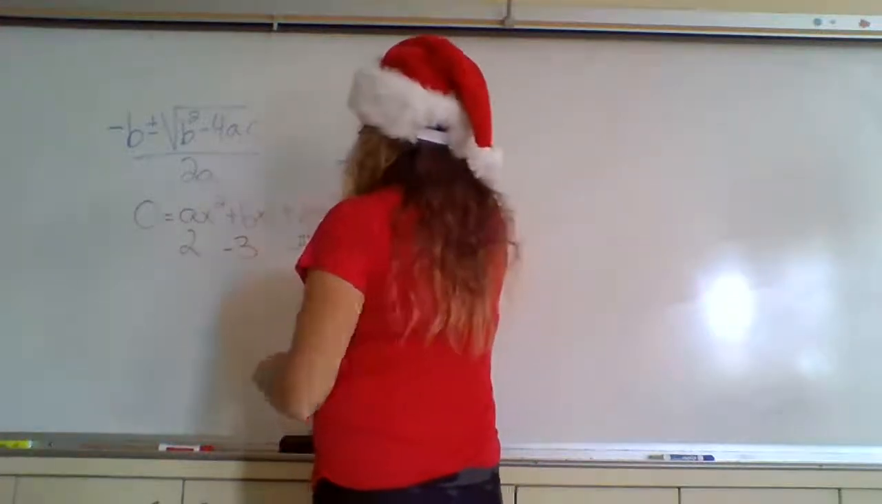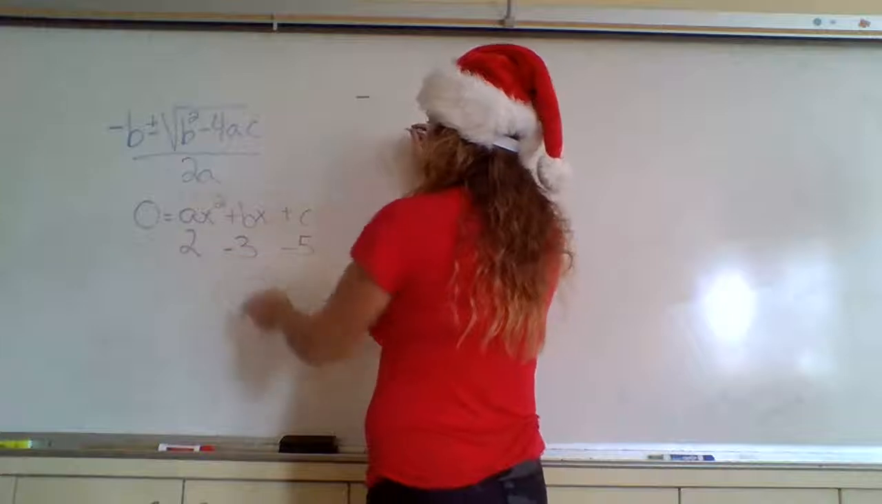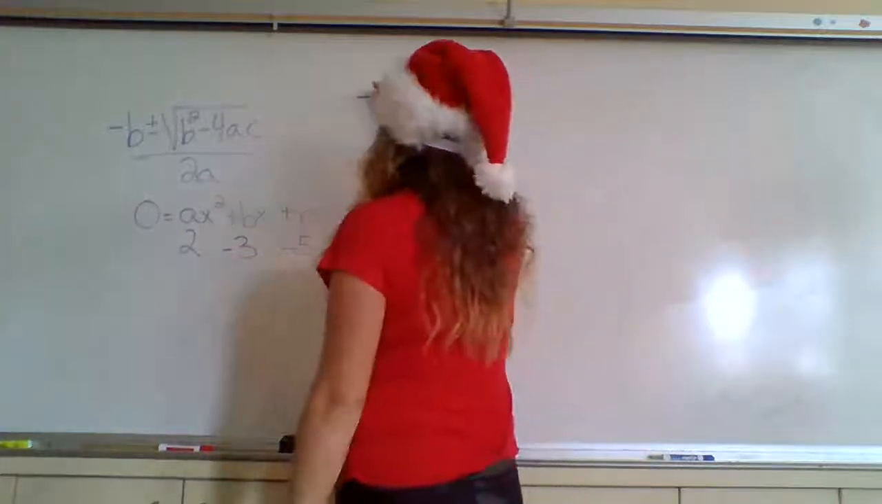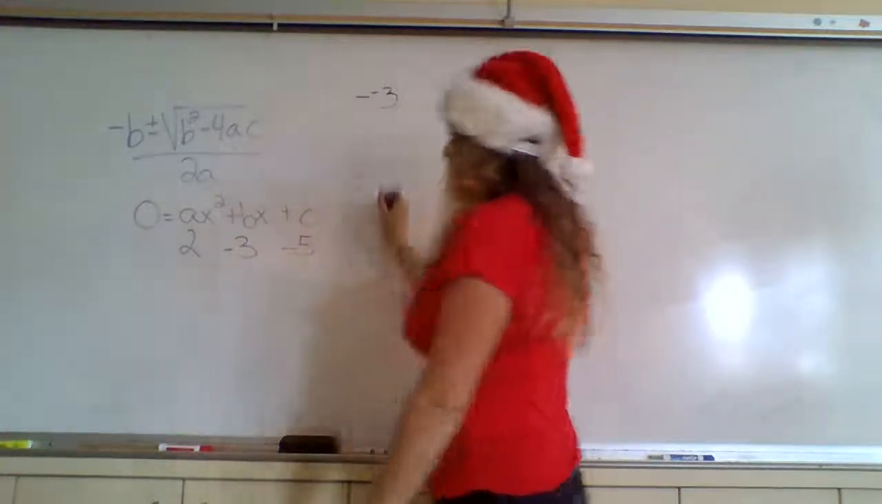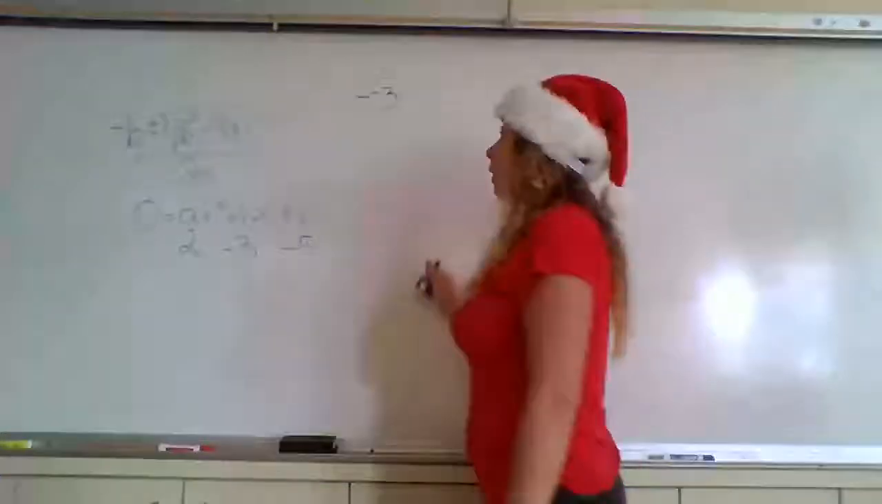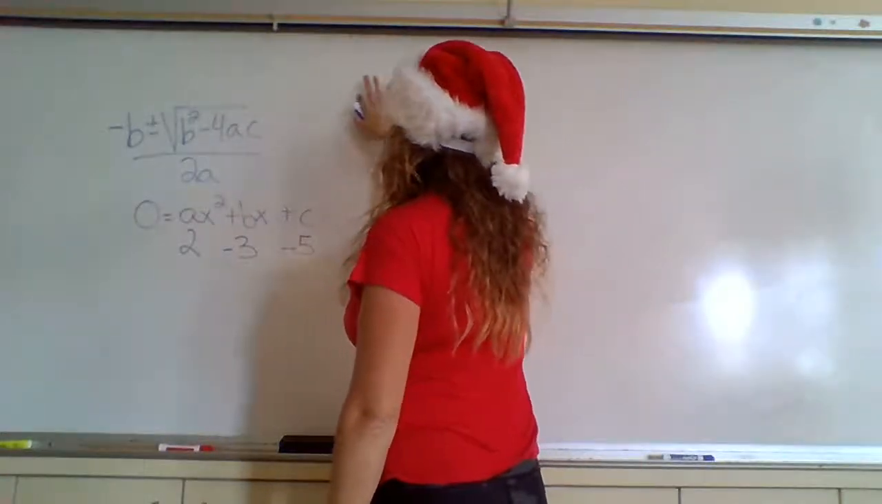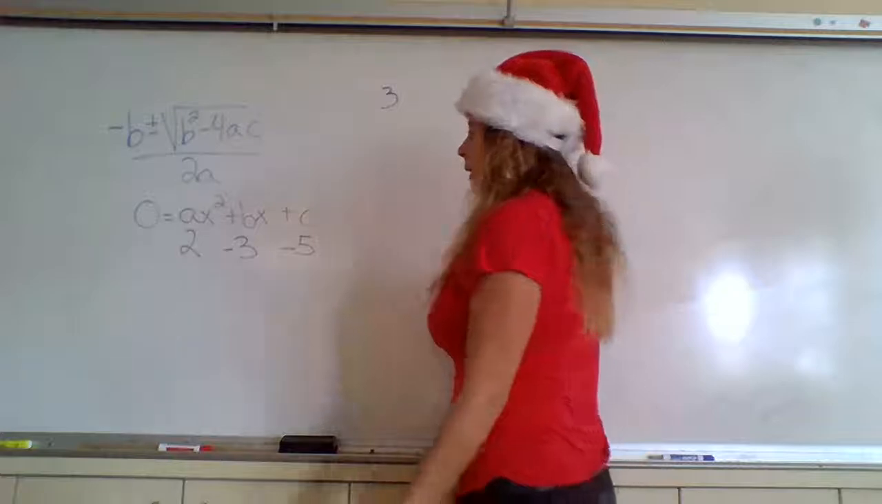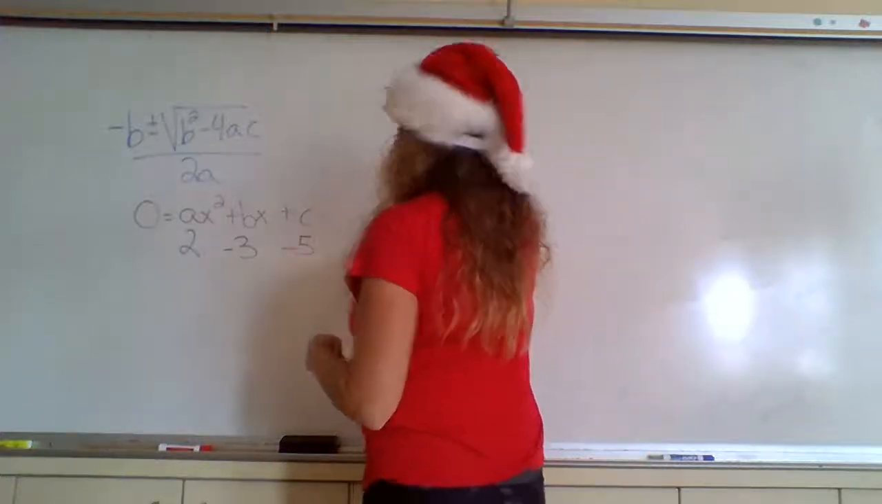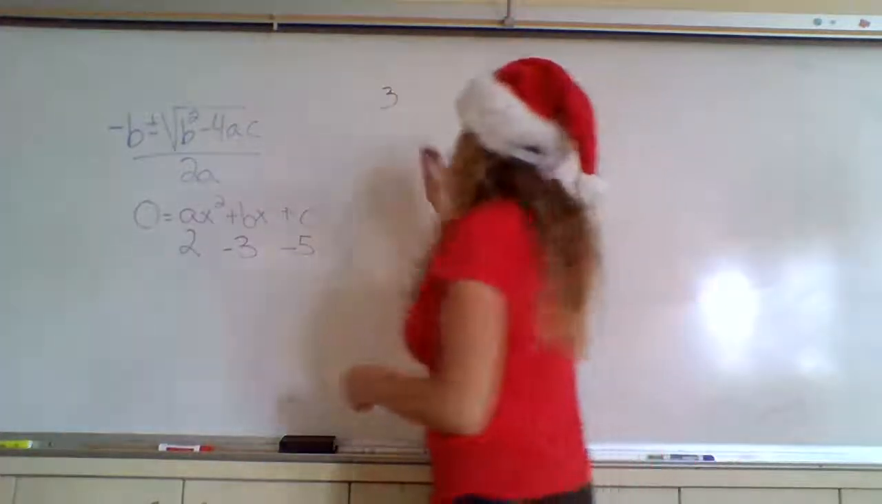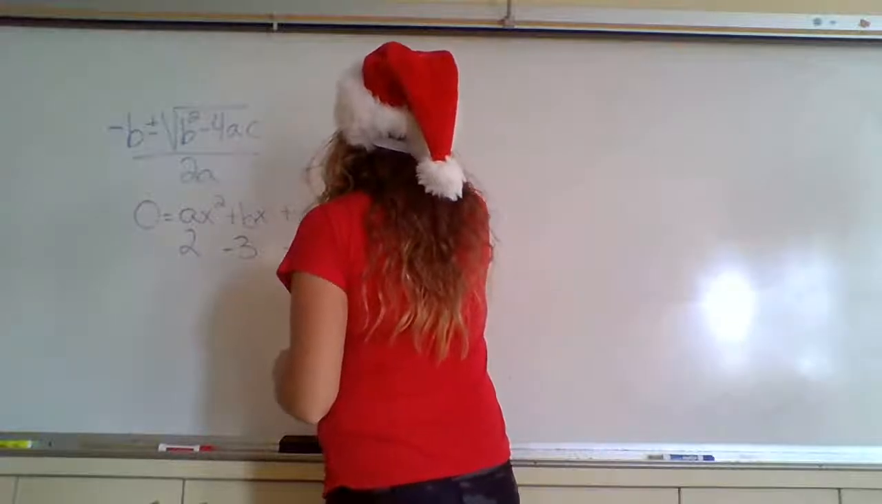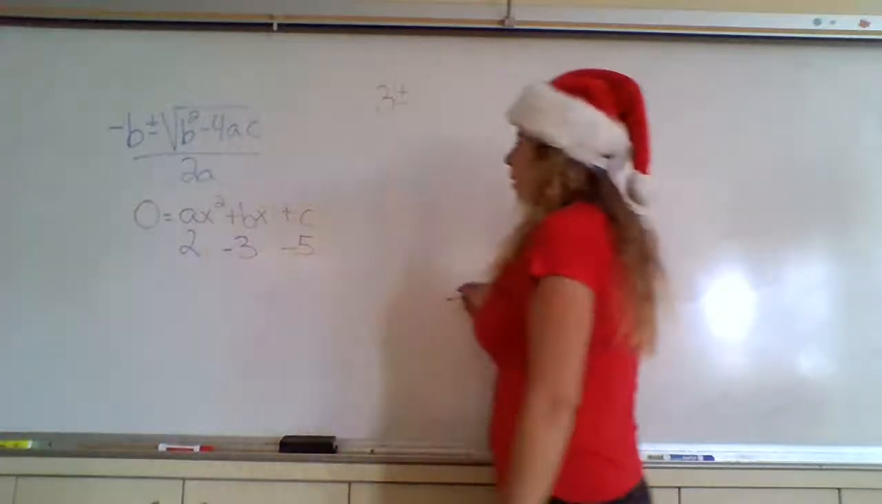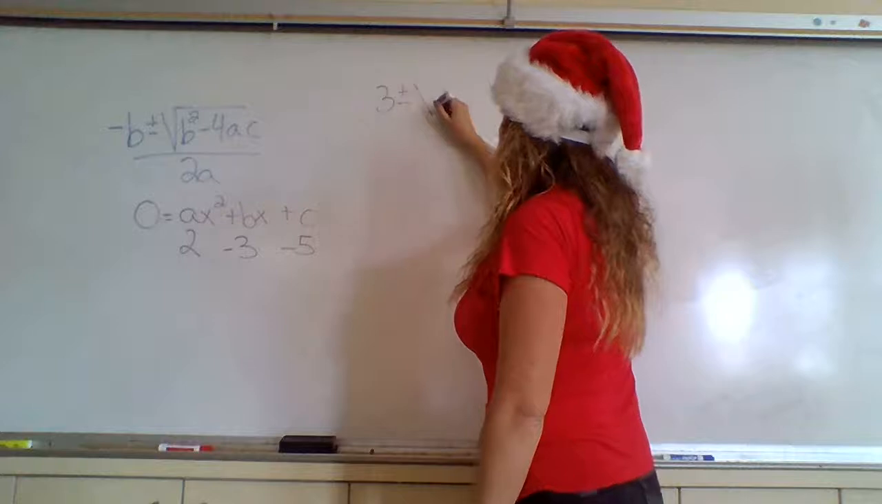So I have negative b, which is -3. Be careful. That means you have -(-3), which turns into +3. So be careful with that. You have +3. Is that too small? That's a little small. Make it a little bigger. Plus or minus. Then you have your square root.